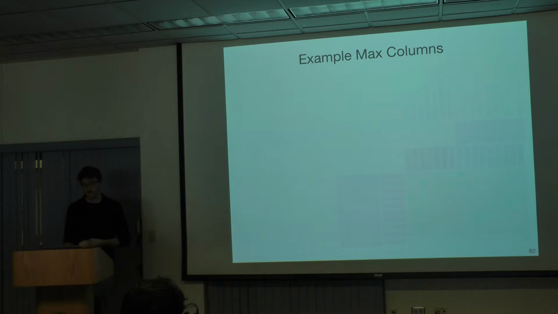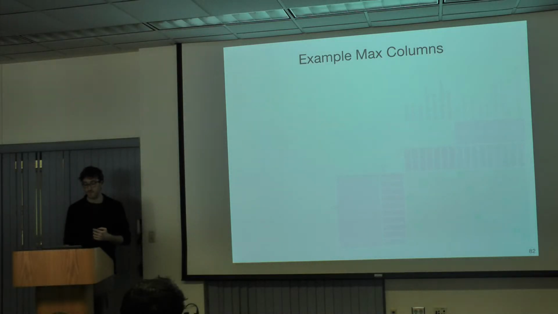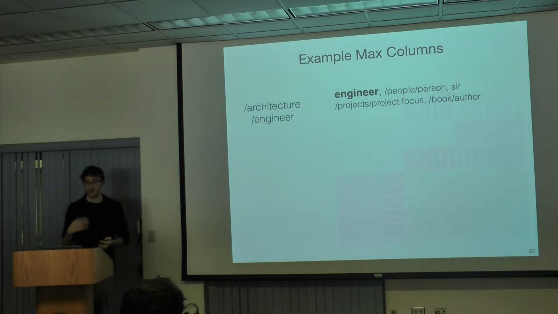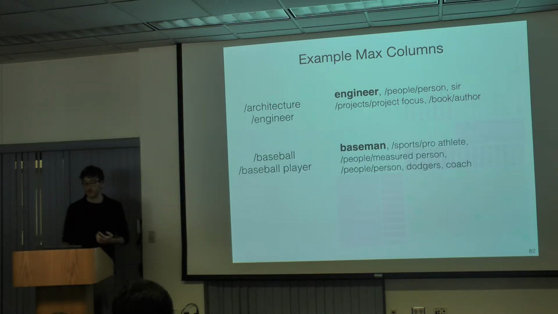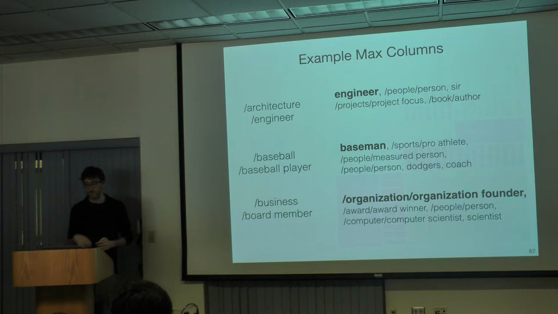So we can look at some examples from our entity typing experiments. On the left is a query, and on the right is a set of observed types. Bolded is the maximum scoring type. So we'll see things like architectural engineer being predicted with the text mention engineer, baseball player predicted by baseman, and board member being predicted by organizational founder.